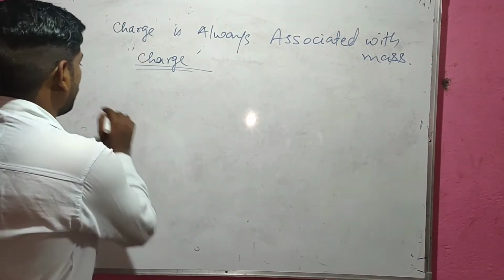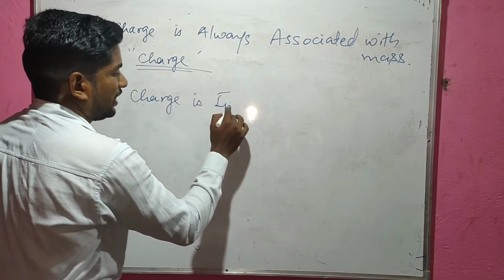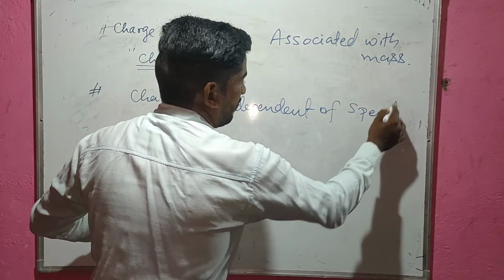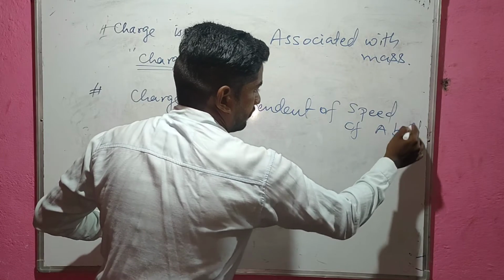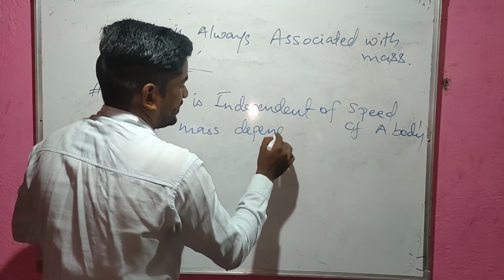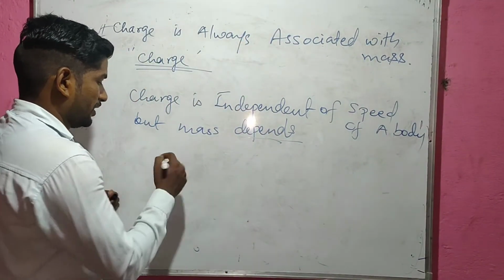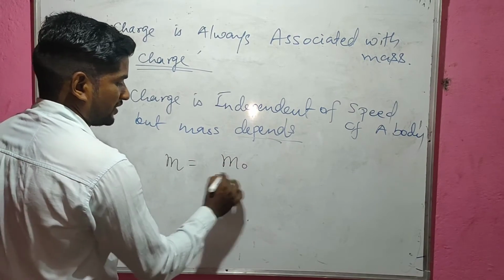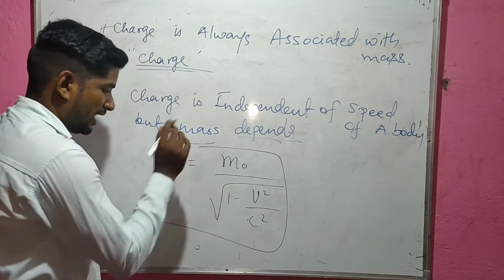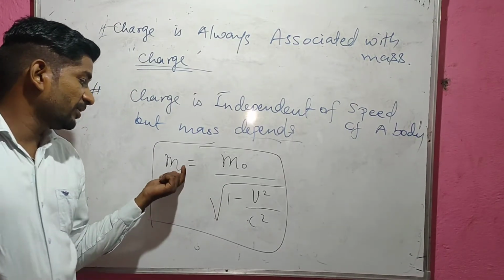Okay. Another property of charge is that it is independent of the speed of a body. But mass depends on the speed. The charge on a body does not change, but mass must change. This is explained by Einstein's special theory of relativity. As mass is a function of velocity, as the speed changes, the mass of the body changes.